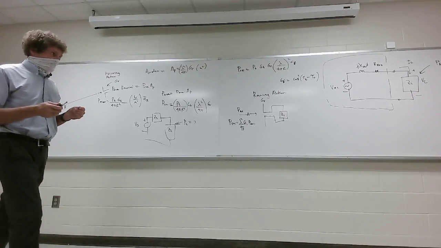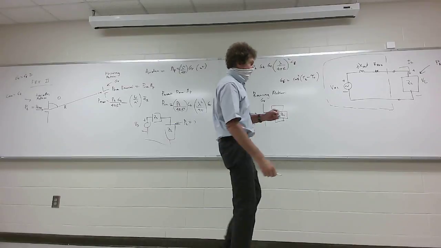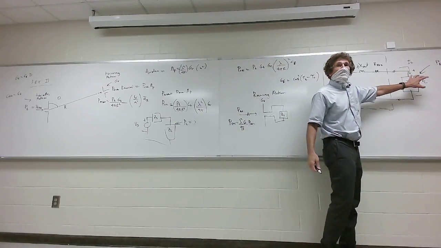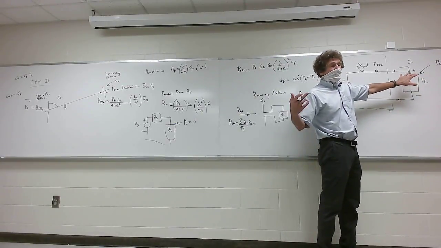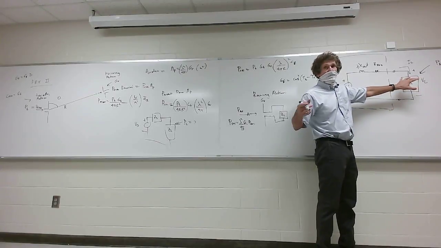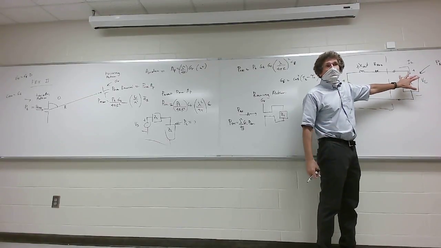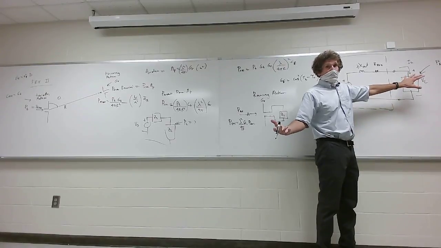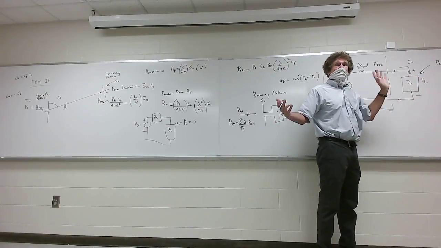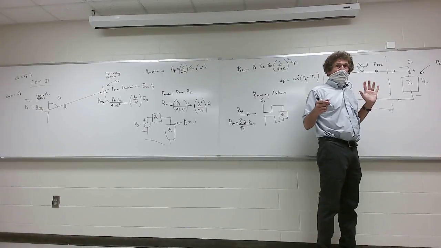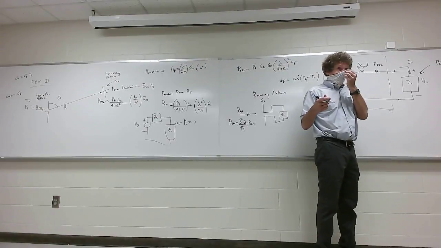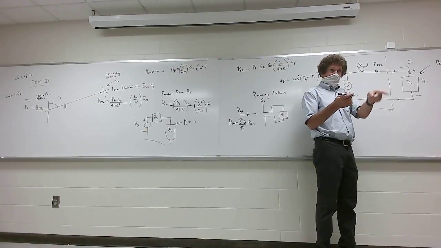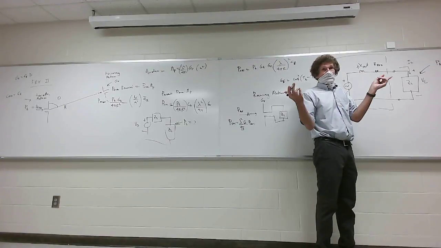Now, think about the extremes first. If Z load is infinite, an open circuit, how much power will be developed across the load? None, no current, no power, right? What if it's a short circuit, how much power? None, because it's V times I. V is 0. That's the definition of a short circuit. Doesn't matter what I is.